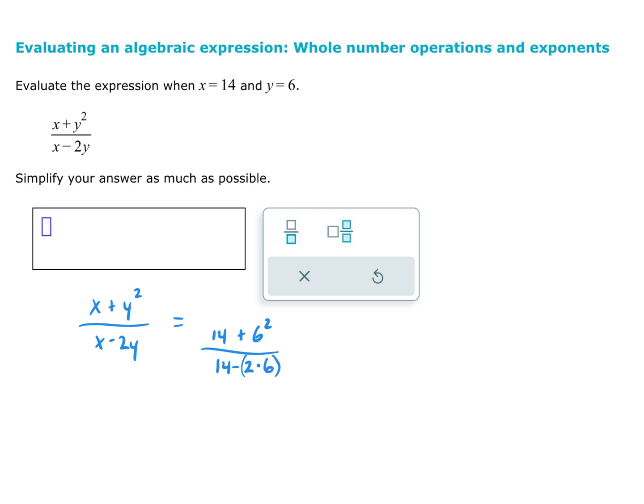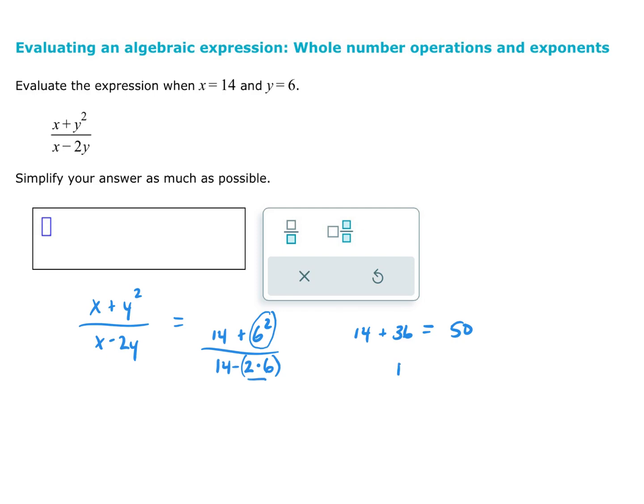And I'm going to put this in parentheses to remind myself that multiplication is going to come before subtraction. So I'm going to do the top first, and exponents right here come before addition. So 6 squared is 36. And then we'll have 36 plus 14, which is 50. So I know my numerator is going to be 50. The denominator, 2 times 6, will come before the subtraction.